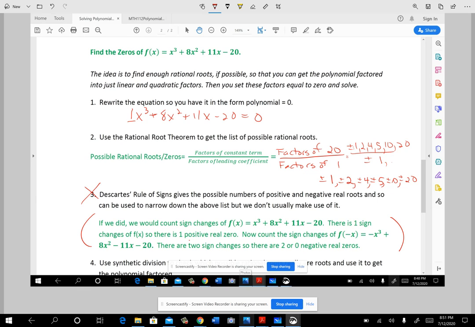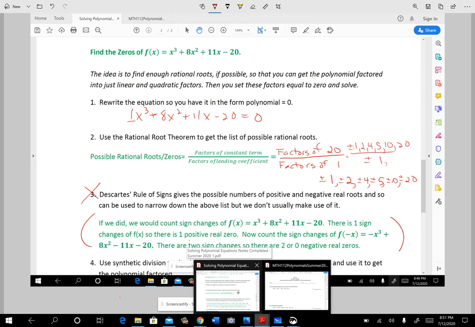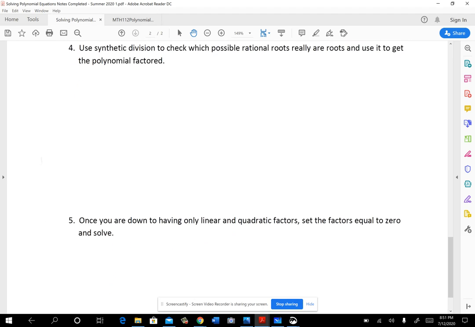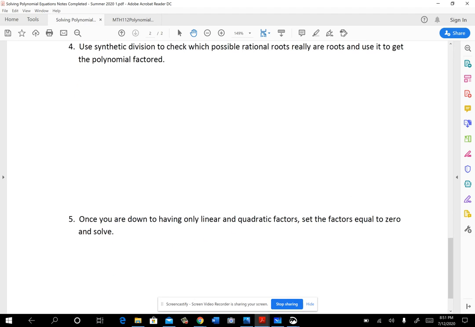All right, let me move down the page and look at the key part of this whole process. It happens on this next part. Steps 4 and 5 is where you're actually doing the work. On 4, we're going to use this process called synthetic division to check and see which possible rational roots really do work, what really are solutions to the equation, and then use it to help get the polynomial factored. And once we've got it factored, we're home free, you'll see.